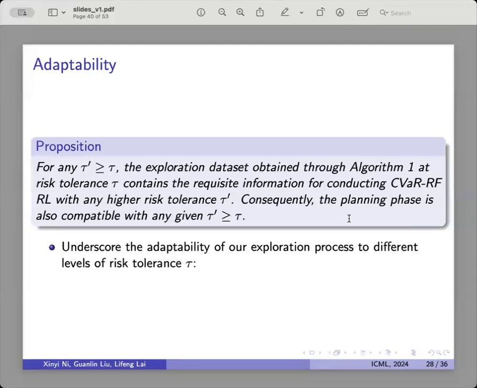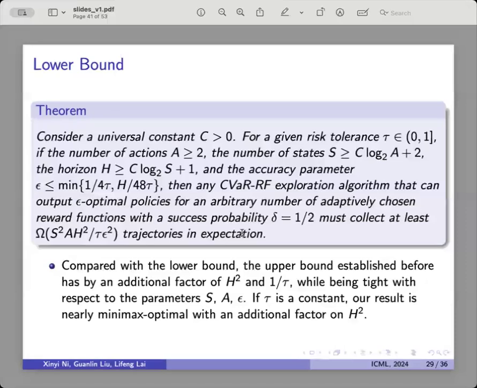One thing we want to emphasize about our approach is the adaptability of our algorithm. We know that for any tau prime larger than tau, the exploration dataset we obtain contains the requisite information for conducting CVaR IFRL with any higher risk tolerance tau prime. This underscores the adaptability of our exploration process to different levels of risk tolerance for tau.